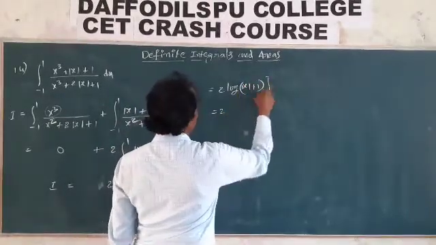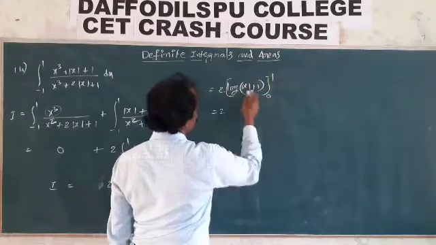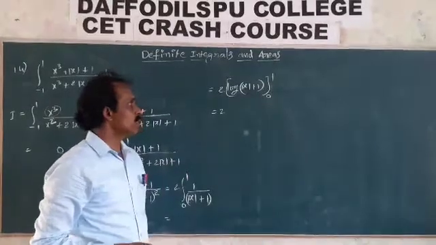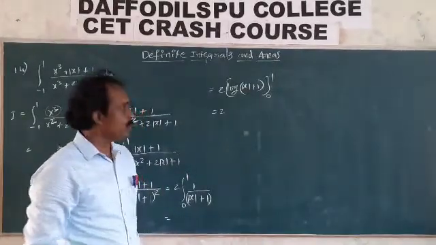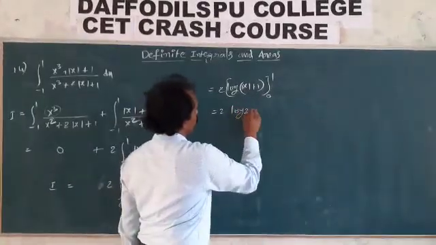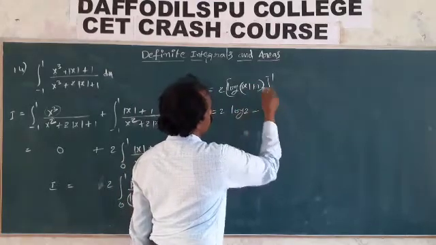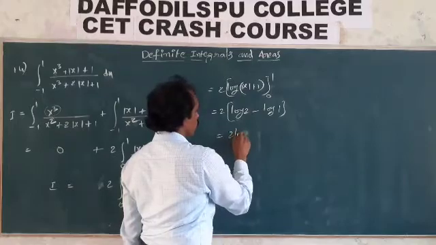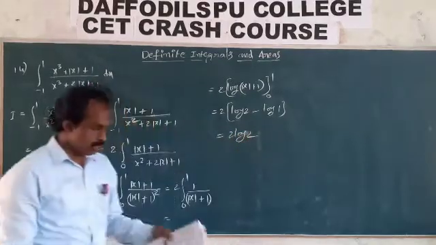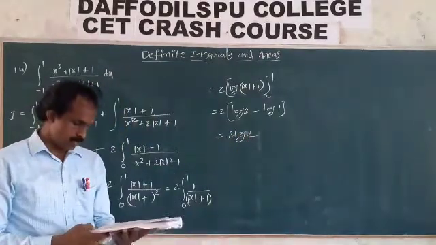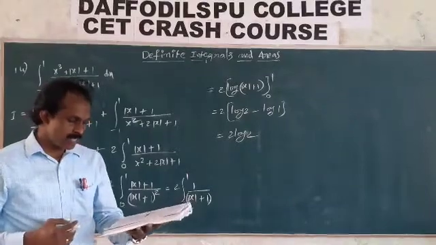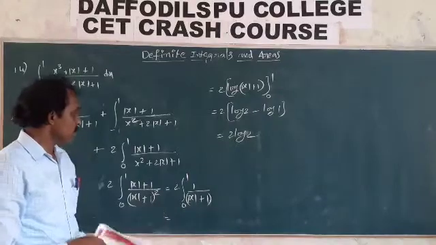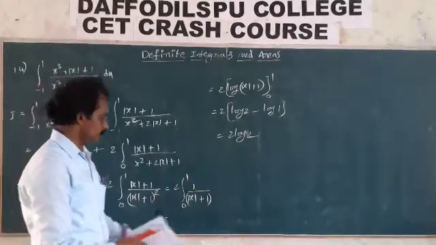This value is equal to 2 times the logarithm of x plus 1. What is the upper limit? From 0 to 1, substituting the upper limit, we get 1 plus 1, log 2. So this value is log 2 minus log 1 substituted for the lower limit. Log 1 means 0. So 2 log 2 is the answer. The second option is the correct answer. Clear? Yes. Next one.